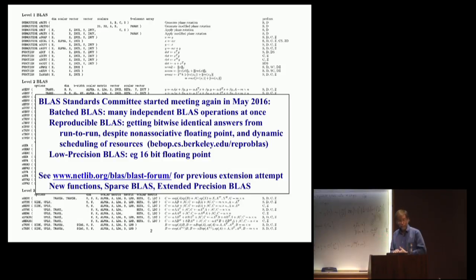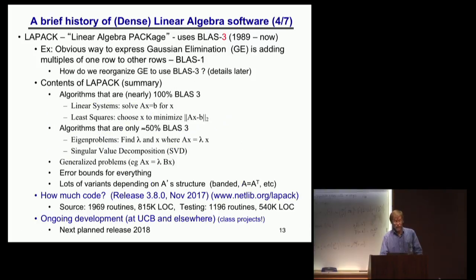extension to the package, including sparse BLAS, all sorts of things, and it didn't take off. And that's because it just added too many different things. And so the committee's going to have to be careful this time that we don't ask for vendors to implement too many things to have success. Okay, so that's a little history of the BLAS.